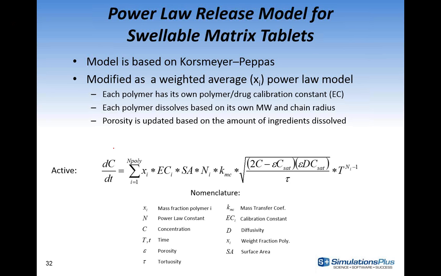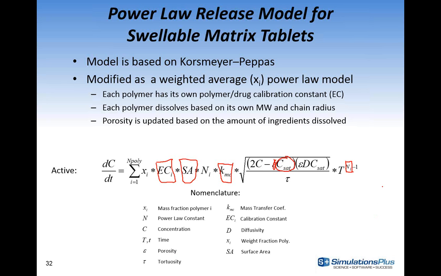The important variables to note in this equation are the calibration constant, which is going to determine the active release from the matrix, the surface area of the matrix, and that's determined by the dimensions of the tablet. It's a 1 gram tablet, so we've defined the dimensions as such. The mass transfer coefficient, which is again based on the hydrodynamics in the system, which we already talked about, the porosity of the tablet, the solubility of the active, and the power law constant, N.